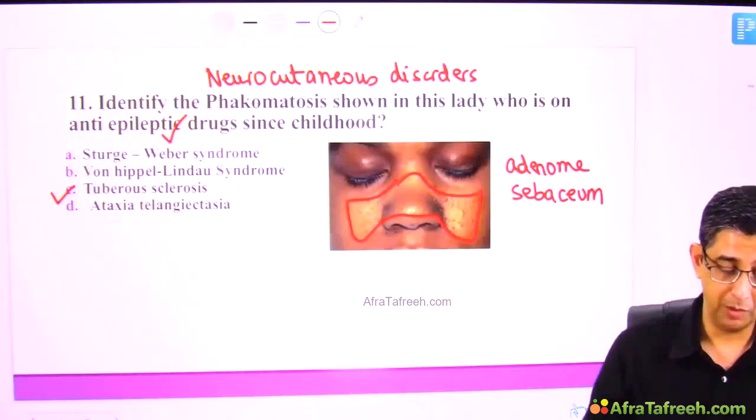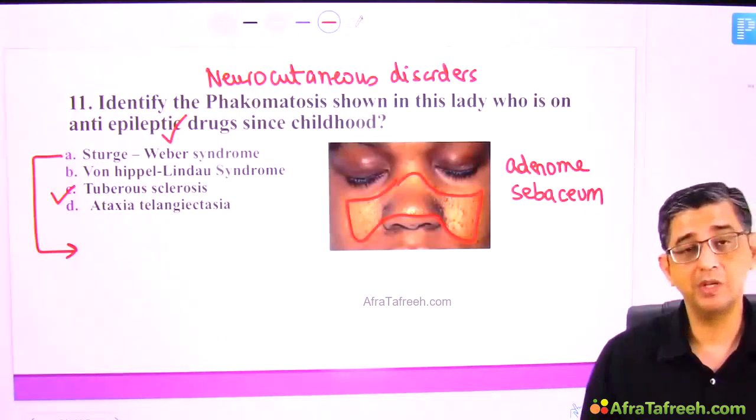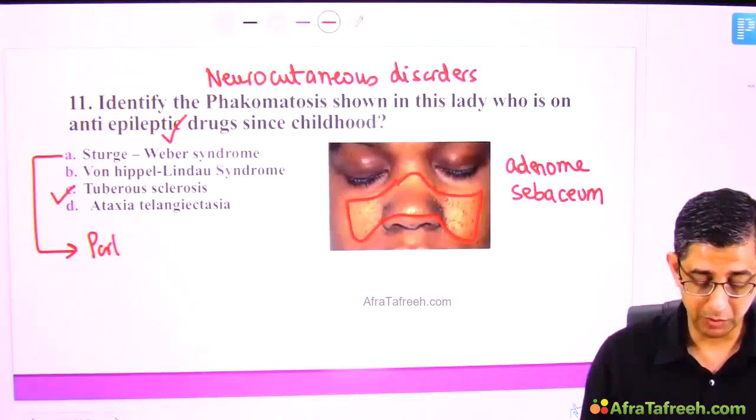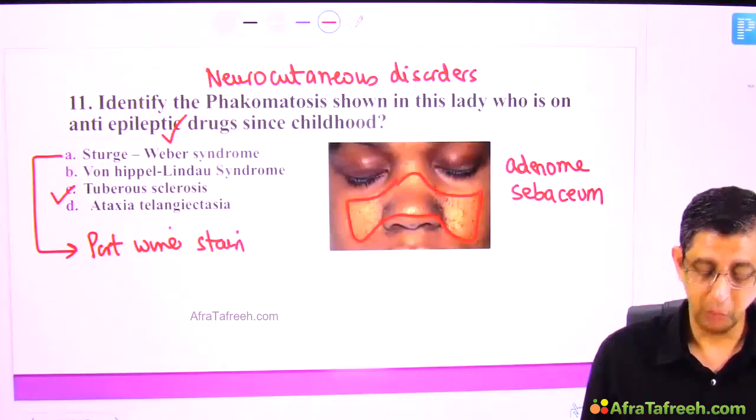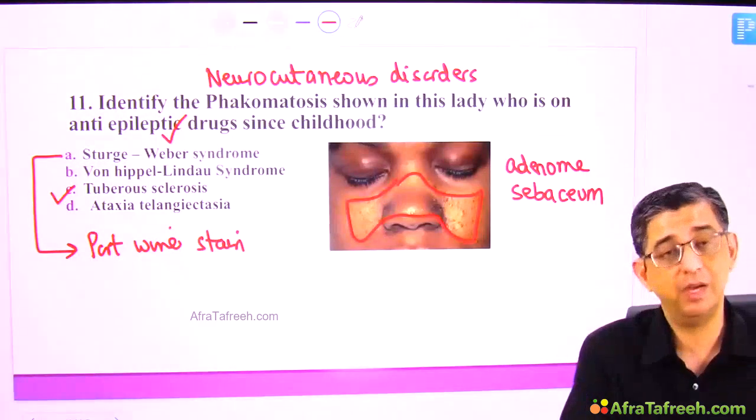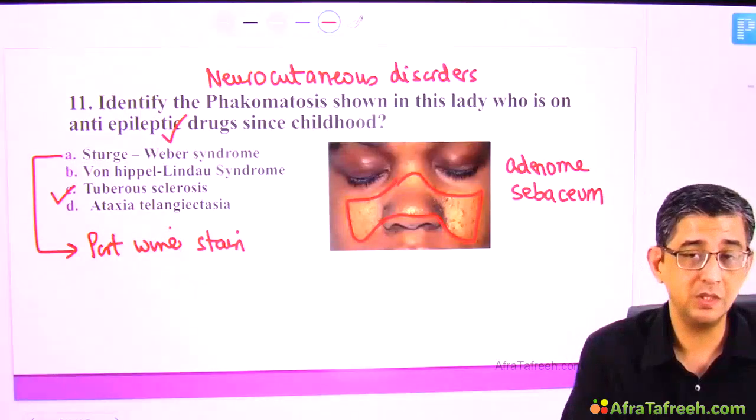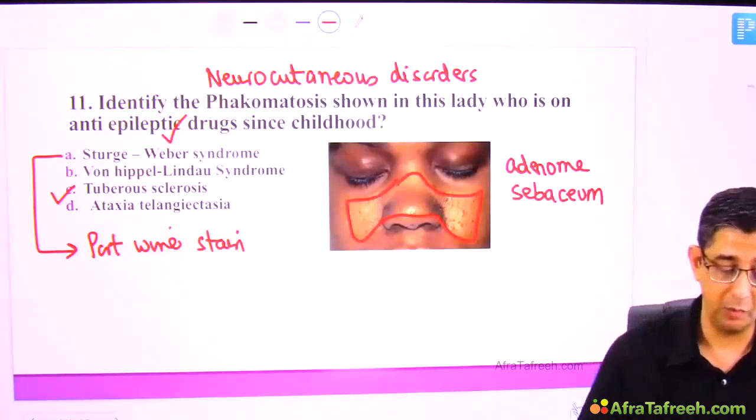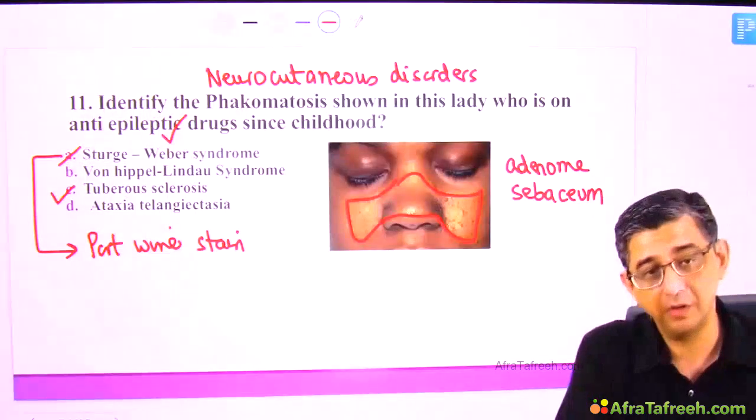When it comes to option number A, why it has been ruled out is because the presentation of Sturge-Weber syndrome is going to be that of port wine stain, and in the brain on the same side there could be a cavernous angioma, vascular malformation, which could explain the seizures part, but because I cannot visualize any port wine stain here, A is off the radar.